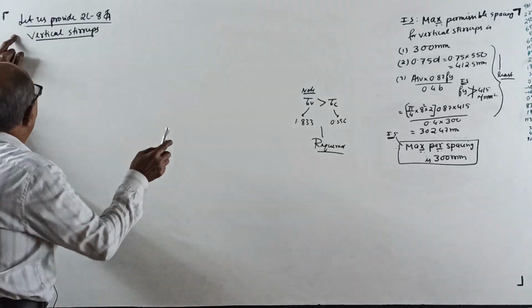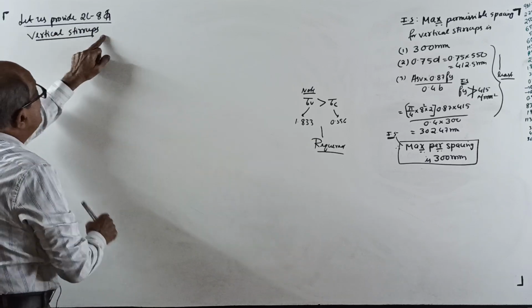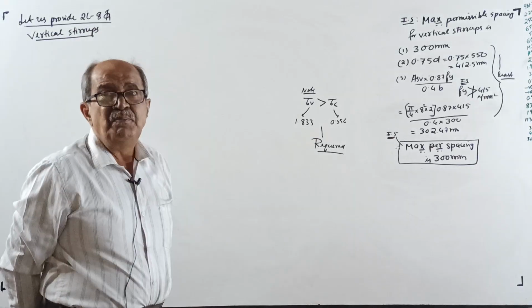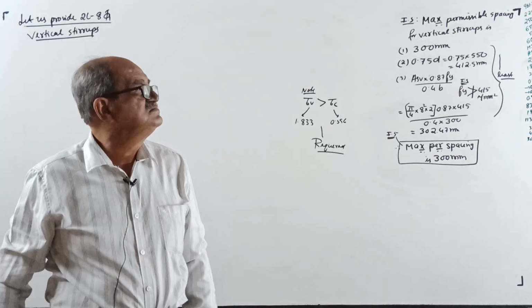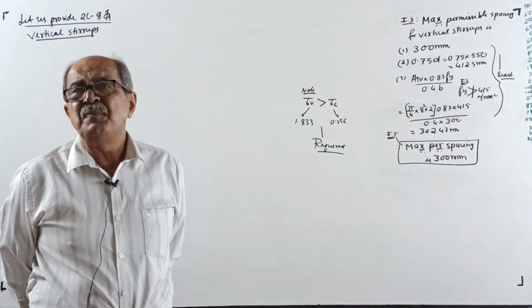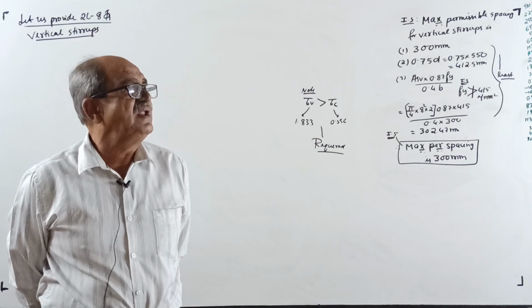Usual, popular in India at present. Let us provide 2-legged 8-tor vertical stirrups. You can make a note here. Sometimes when you design, stirrups will come very, very close. It may not be possible. Say, suppose 40, 50, 60 mm, it is not practicable.